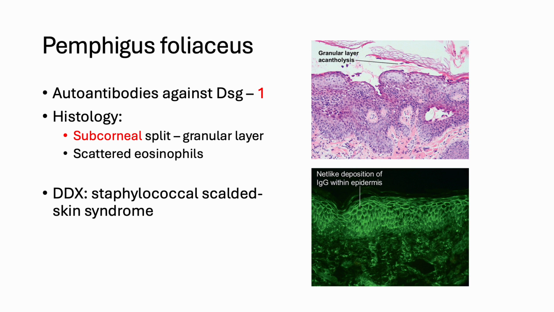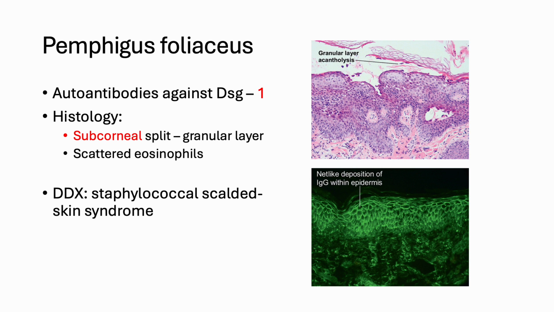The differential diagnosis of this one is the 4S, the staphylococcal scalded skin syndrome, because this one also has a separation at this layer. But when we perform the direct immunofluorescence study, we can tell those two disorders apart very easily. The 4S syndrome does not have a positive IgG. Instead, in pemphigus foliaceus, you will see this net-like deposition of the IgG within the epidermis. It's the same pattern as pemphigus vulgaris.